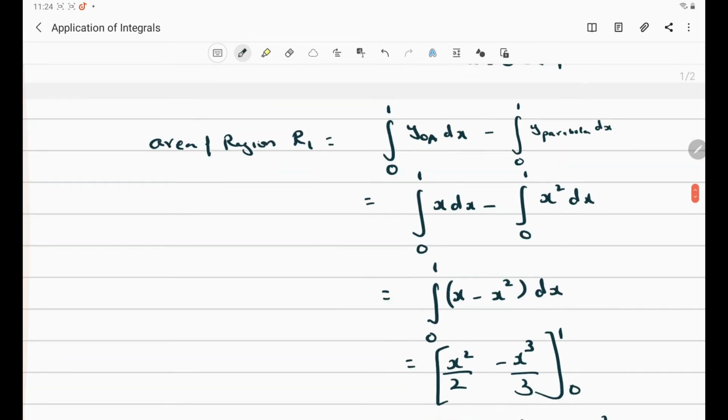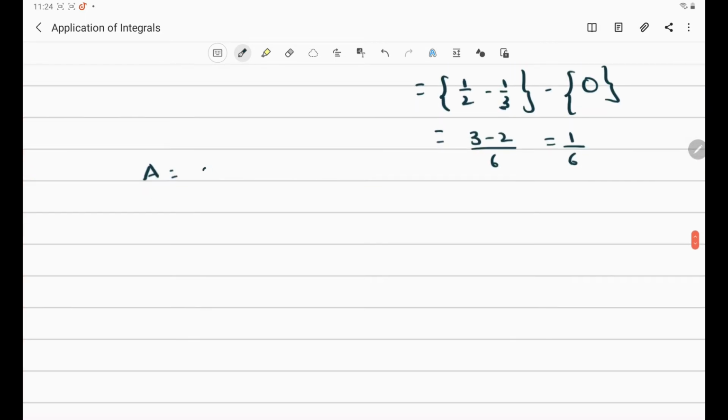So we find A as 2 times the area of the region R1, that is 2 into 1 by 6, that is equal to 1 by 3 square units.